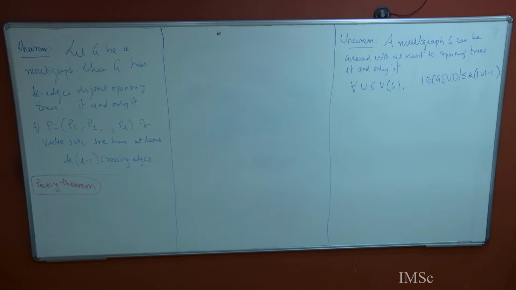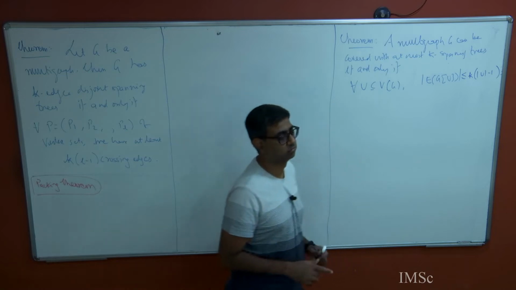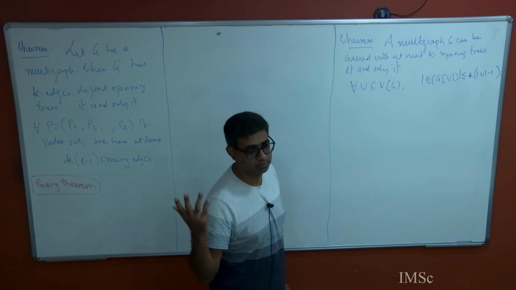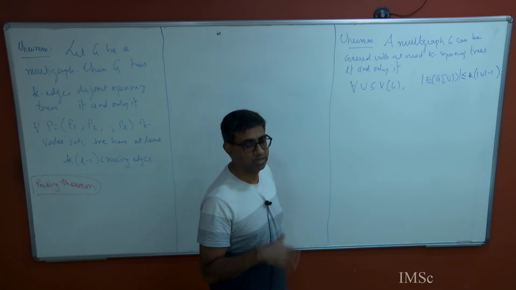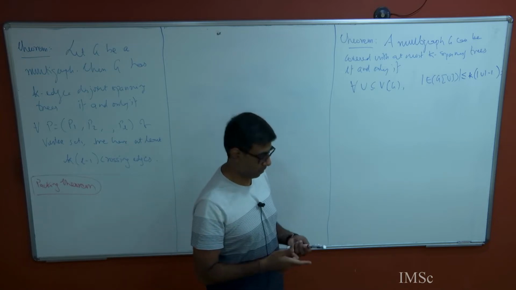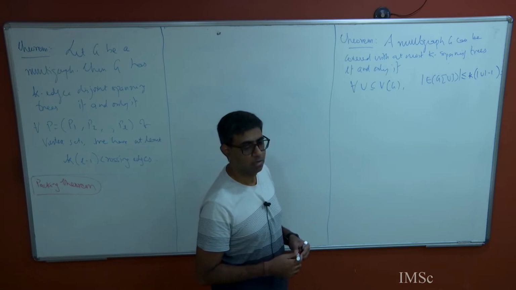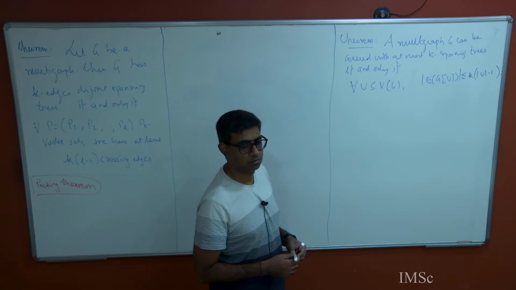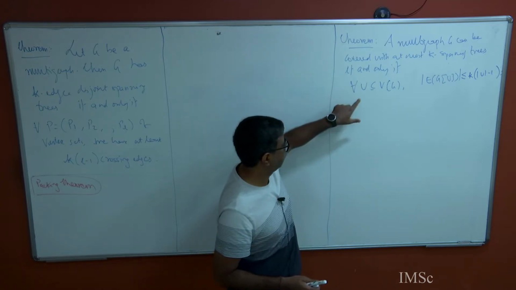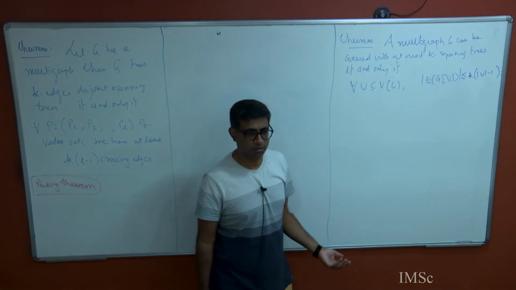Yeah, so either we change it to a spanning forest, or let's assume that the multigraph G is connected. That's it. Because then if you give me a forest, I can make it a tree by adding edges, right? You can convert any forest into a tree. For every subset U, this many edges should be there.